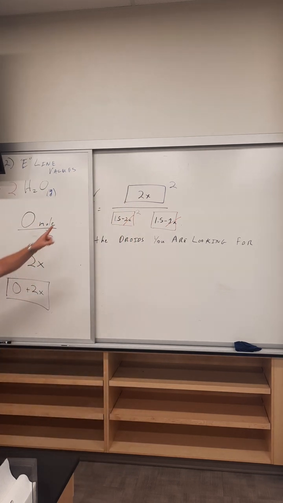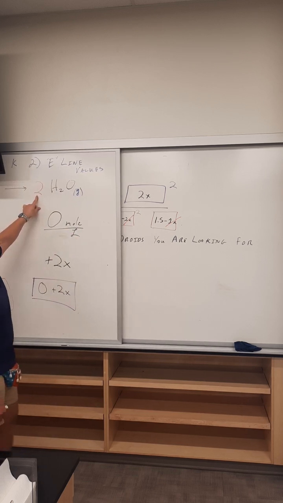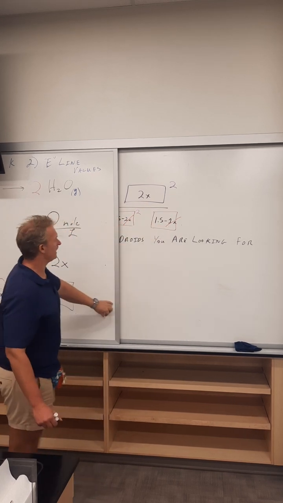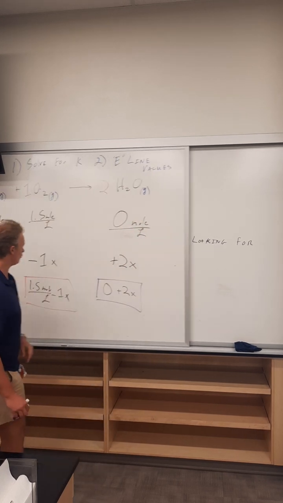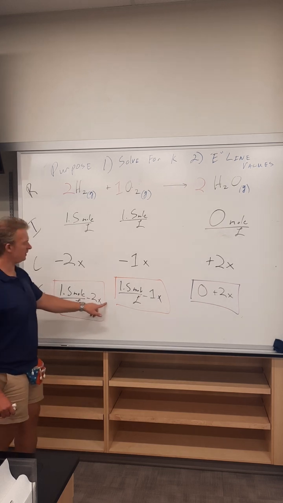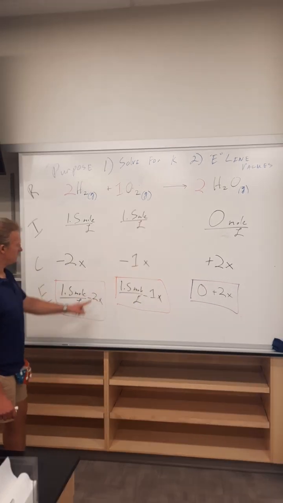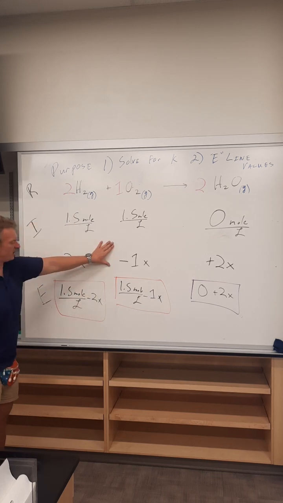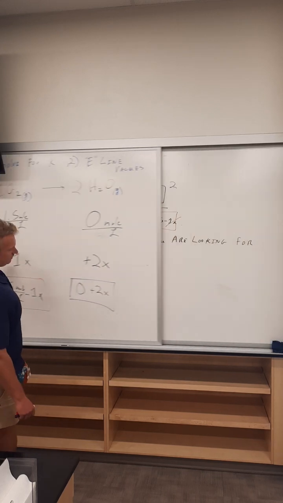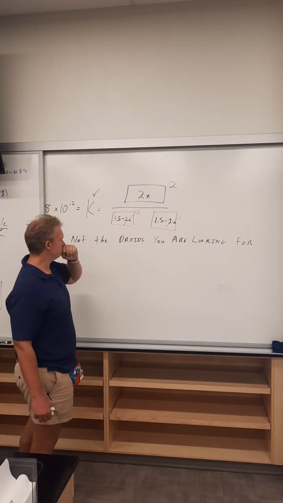I simplified 0 plus 2x to just be 2x because the product has squared in here. I put that back in there. And then my red terms, 1.5 moles per liter minus 2x, 1.5 moles per liter minus 1x. This term is going to be squared. We have this set up right here.